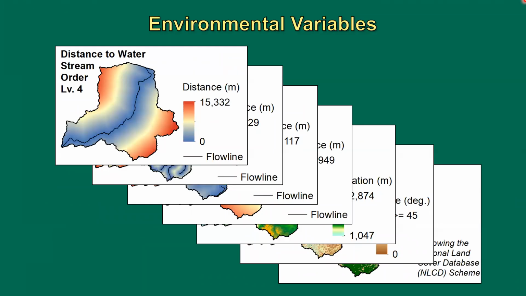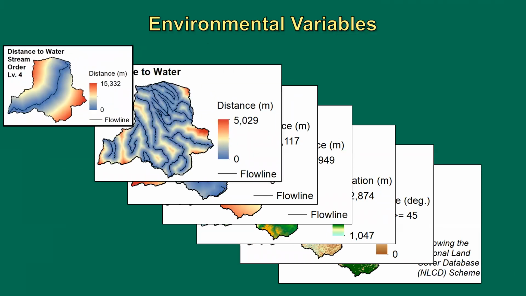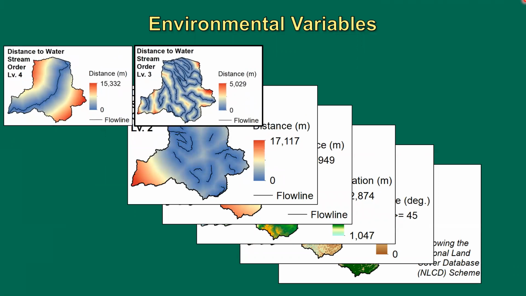The other important input that goes into the SOLVES model is the collection of environmental variables, and we included 7 overall. The first 4 are based on the concept of distance to water. The first variable is distance to water stream order level 4, and this is for Sonoyta Creek, the primary flow line within the watershed. The next level is distance to water stream order level 3, and these are the main tributaries that extend from, or I should say flow into, Sonoyta Creek.